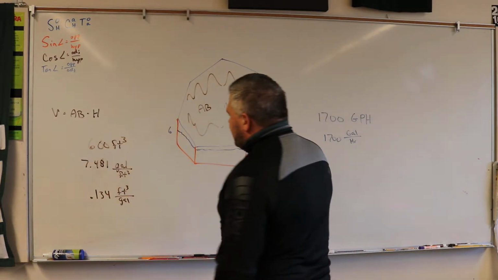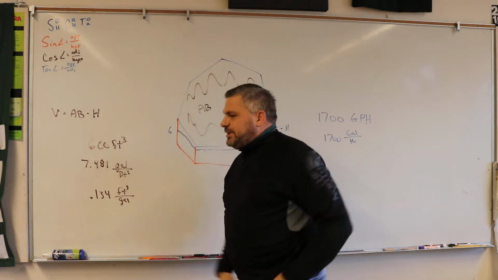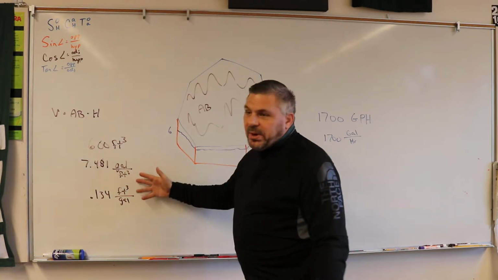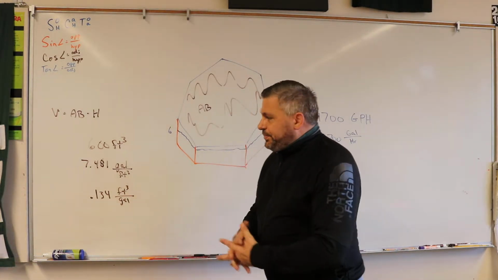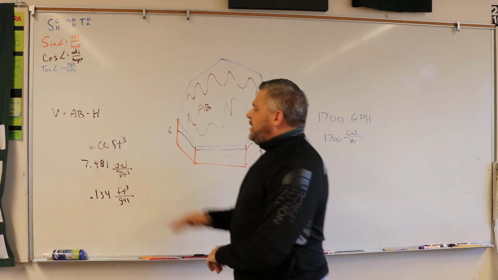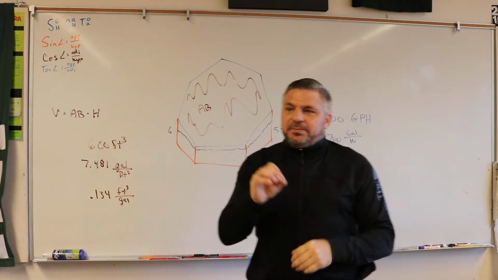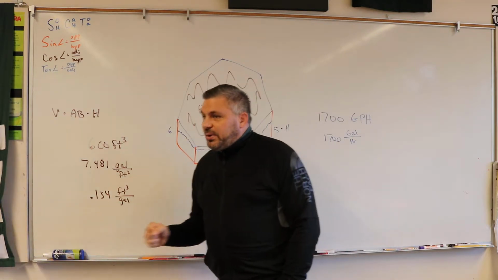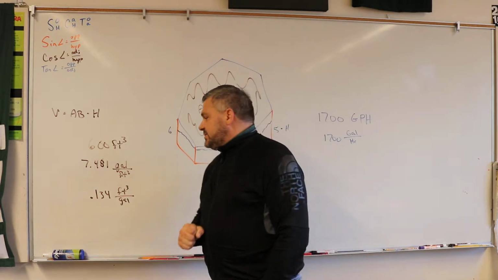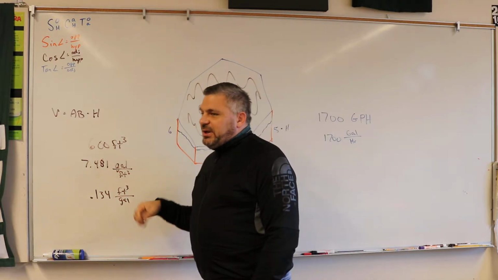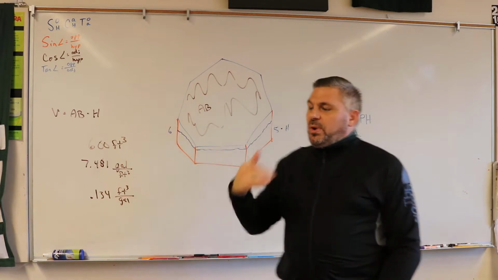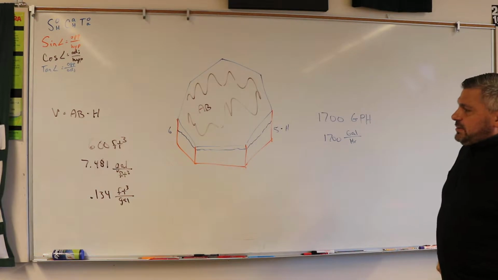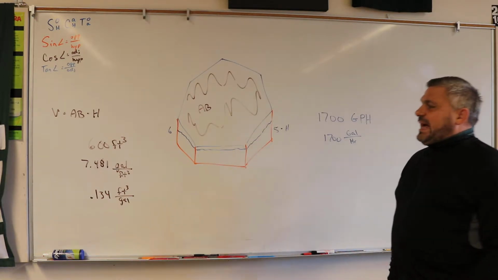What you need to know is you take your cubic feet and you've got to decide which one of these we're going to use. Now, there is 7.481 gallons per cubic foot, okay? Or there is 0.134 cubic feet per gallon. Now what we want to end up with, right, is gallons.